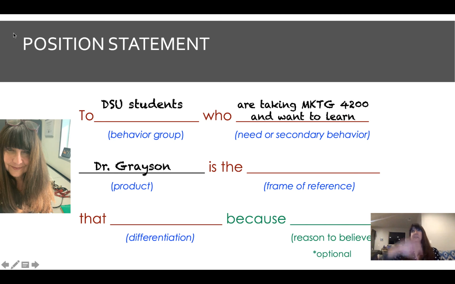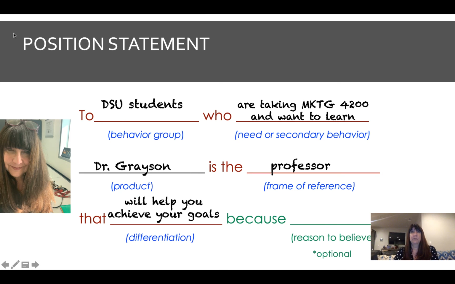Two, the product is me. Guess what? You're paying for me to teach you. I'm your product. And what is it? I'm a professor. I have a doctorate. I had to get hired for this job. So, say for example, I'm trying to sell you that I'm the right professor. I want you to take my classes. Why are you going to choose me?